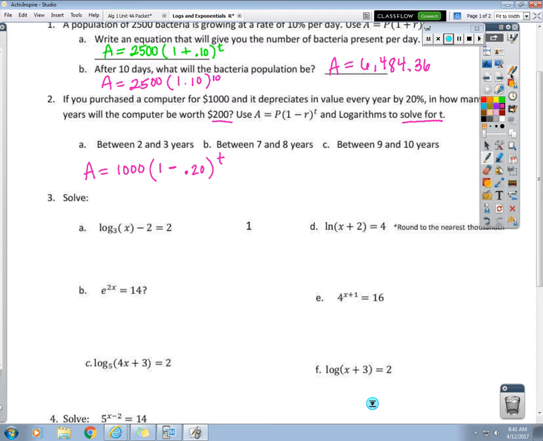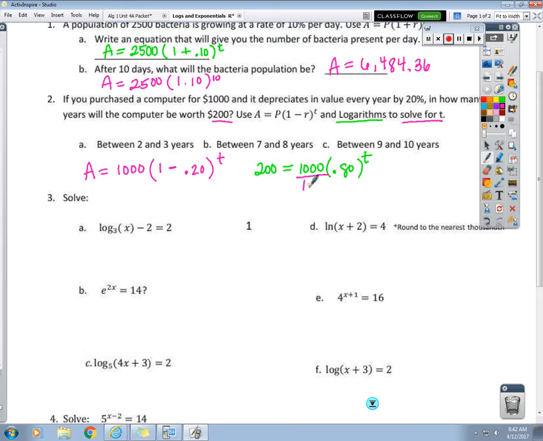So what will we do with that 200? Right. Correct. So we want to know when the whole thing will equal 200. And so I'll go ahead and simplify that to what? 0.80, right? 1 minus 0.20 is 0.80. And now it looks like that. Okay? And it tells you you have to use logarithms to solve it. So what would we do first?